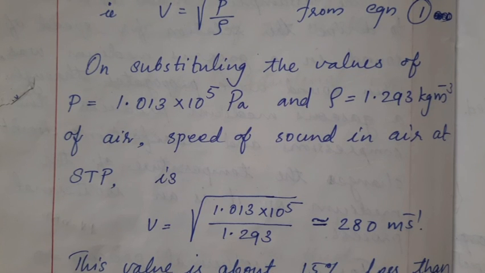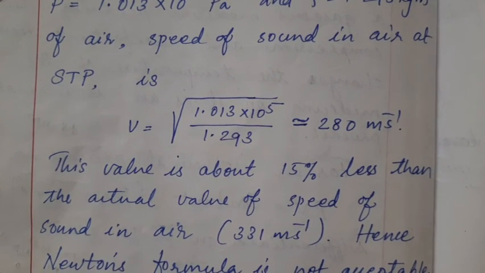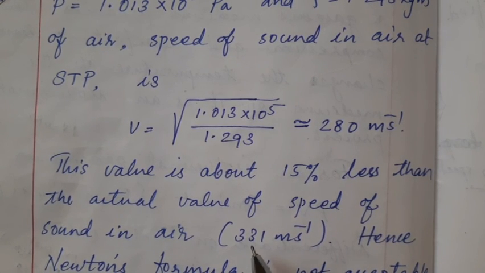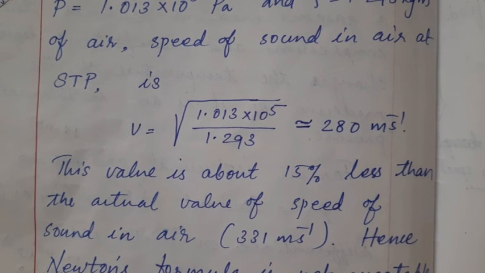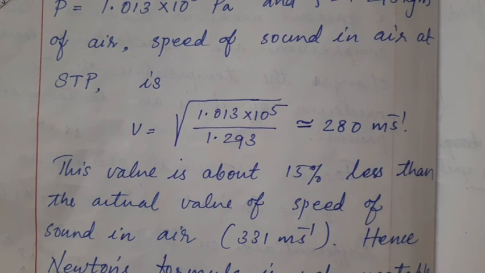280 meter per second. But that value was not exactly correct, because it was somewhat near the value. It was lesser by a little, the actual value experimentally was found to be 331 meter per second. So his formula was not accepted. So his assumption that the sound travels as a longitudinal wave with compressions and rarefactions without changing the temperature was wrong. It was not 100% correct.